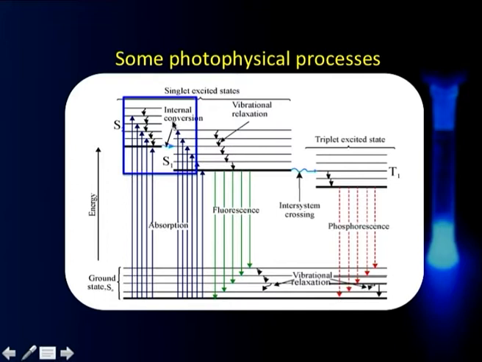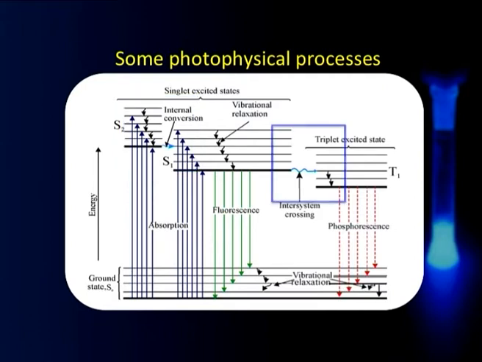Another one is what is called internal conversion. That means a molecule which is in an excited singlet state can go to another singlet state which again is an excited one. This is called internal conversion. We go from singlet to singlet or triplet to triplet, that is called internal conversion.